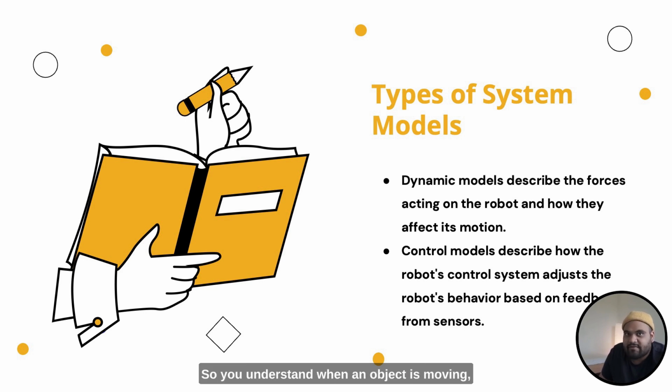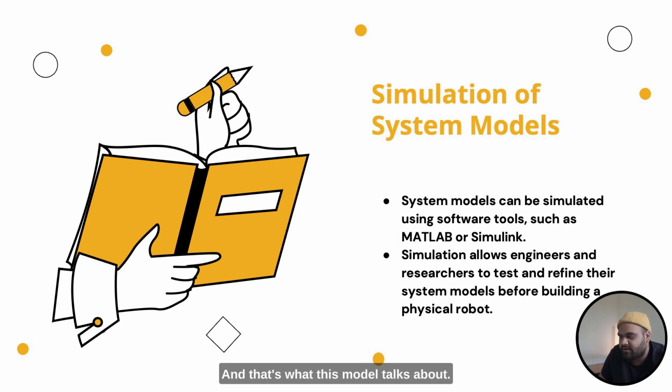When an object is moving, the mathematical calculation of that robot or machine is going to be quite complex. Control models describe how the robot's control system adjusts the robot's behavior based on feedback from the sensors. We are always getting feedback from the sensors. We just need to continuously update the system and figure out if the system is powerful enough or capable enough to handle these situations. That's what this model talks about.